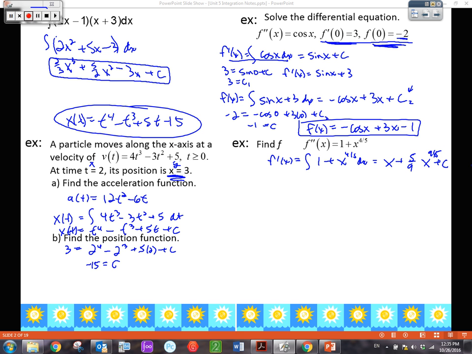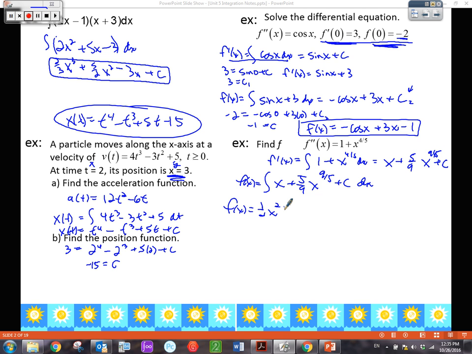Okay, so now I'm going to integrate, going back to f. So f of x equals the integral of x plus 5/9 x to the 9/5 plus c dx. The dx is like the end of my integral problem. Okay, so now let's integrate. So f of x is going to be, the integral of x is 1/2 x squared. So I did the reversal power rule. Are we all right with that?